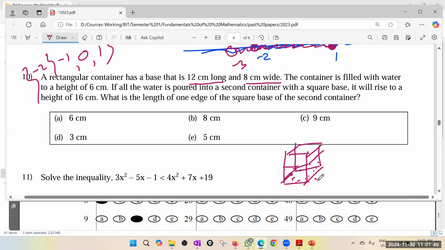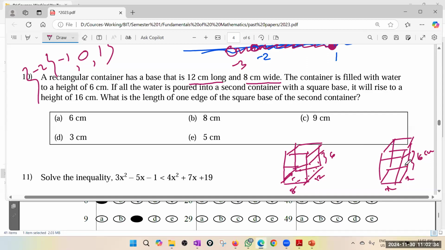12 centimeter long and 8 centimeter wide. The container is filled with water to a height of 6 centimeter. Say this is 6 centimeter. If all the water is poured into a second container with a square base, it will rise to a height of 16 centimeter. And if it is x, this is x. What is the length of one edge of the square base? I need to find x of the second container.